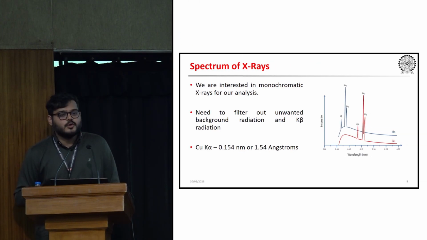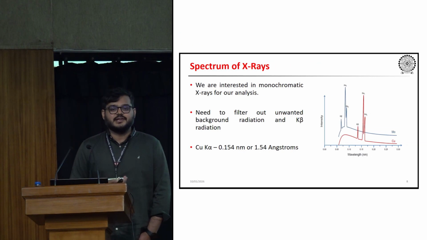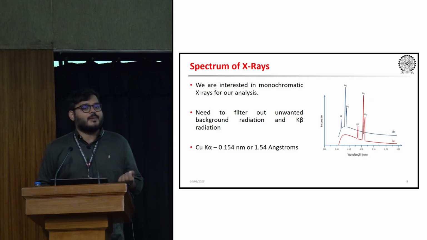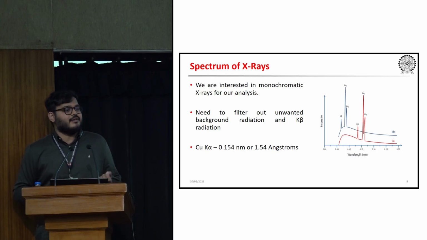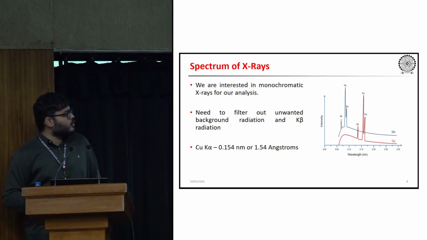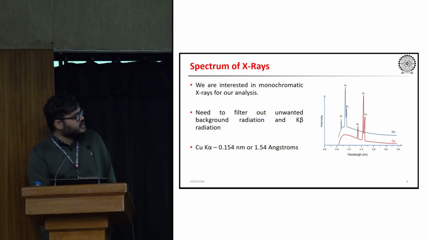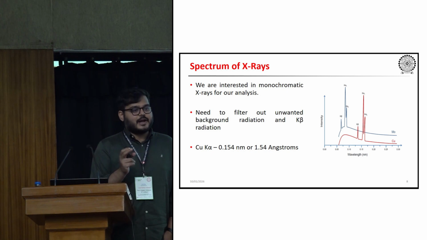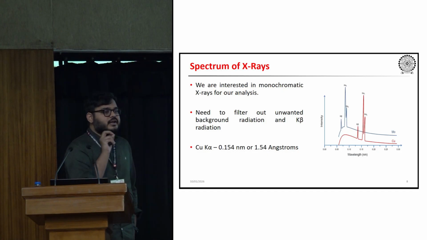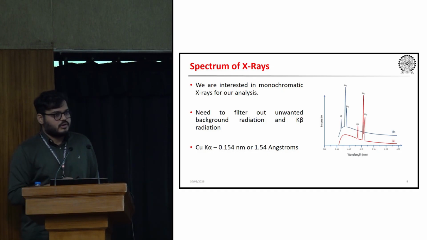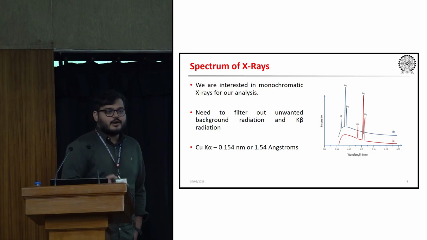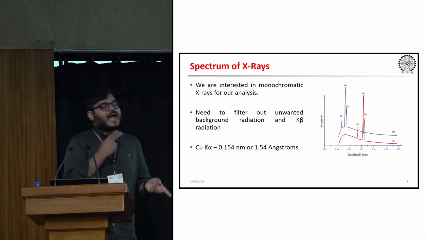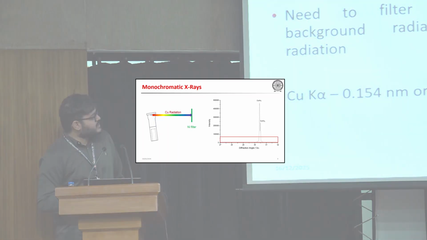So we need to filter out these radiations so that the X-ray we are using for analysis is a monochromatic X-ray with a fixed wavelength of 1.54 Angstrom. You can pass this radiation through a nickel filter. If you look at X-ray diffractometers, you will see a nickel filter if you are using a copper anode. If you are using a cobalt anode, you will use an iron filter. So the filter choice also depends upon the anode you are using for X-ray diffraction.